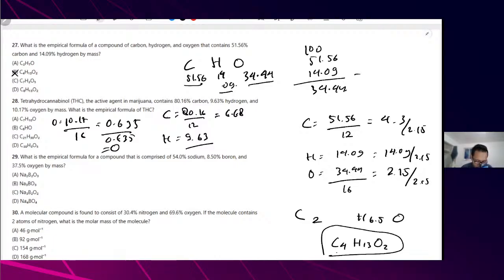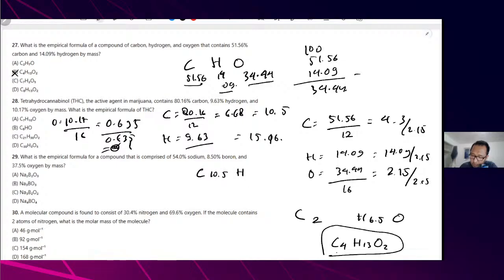And then let's take a look at another one. 6.68 divided by 0.635 is around 10.5. How about this one? 9.63 divided by 0.635 is around 15.16. So this is one. Okay, so the answer is probably C.